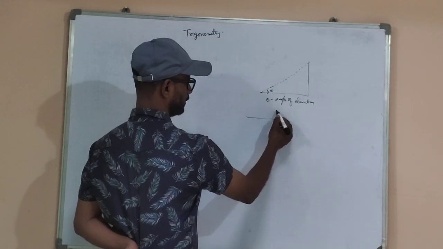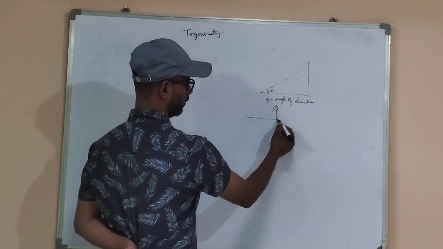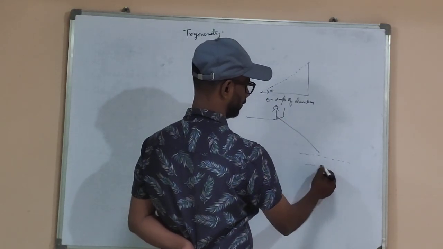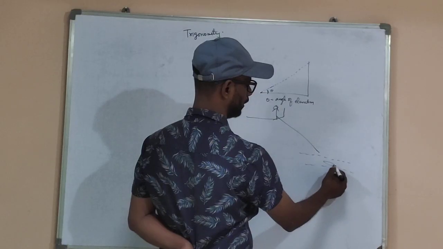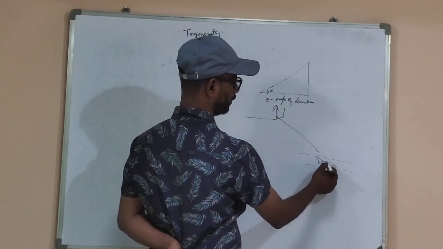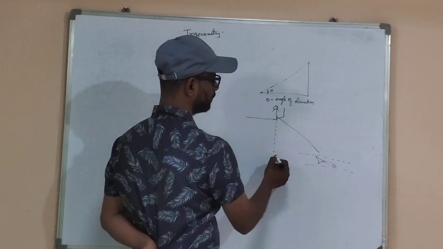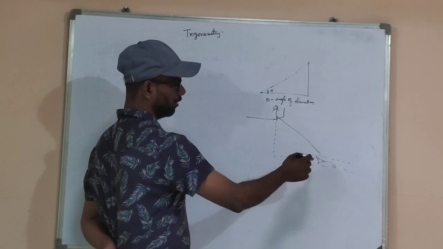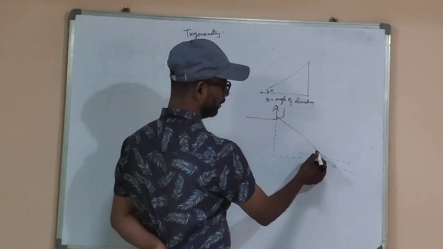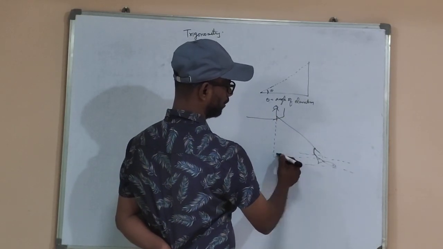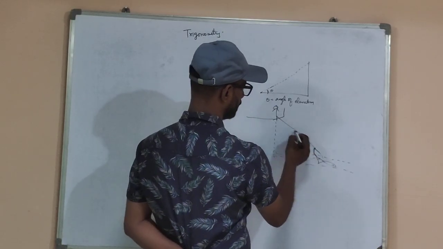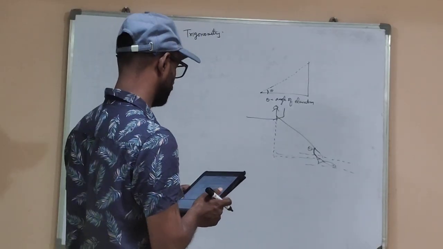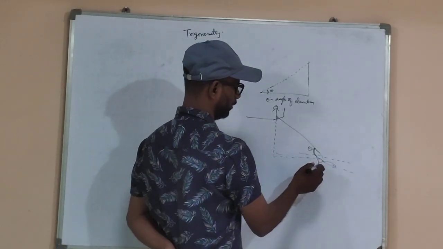When the same person is standing here and watching below, at a river, he is watching a fish. At this position, when a person is watching below things or a river from the upstairs of the building, this angle is called the angle of depression. Okay, like this.